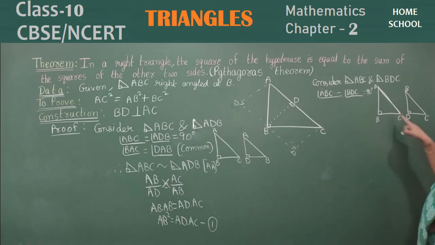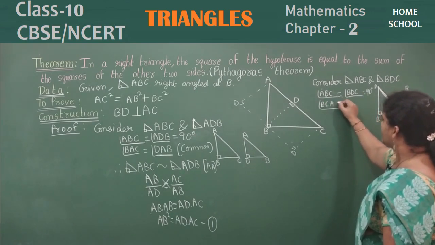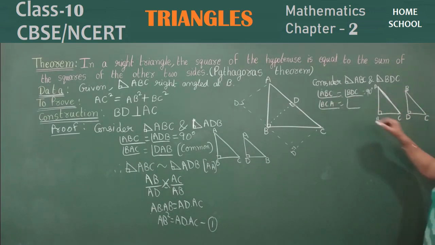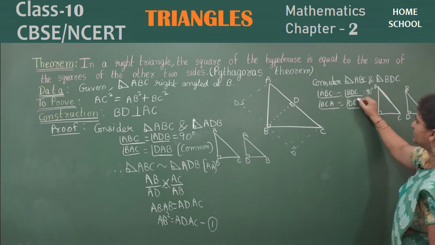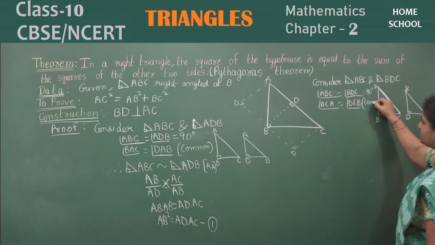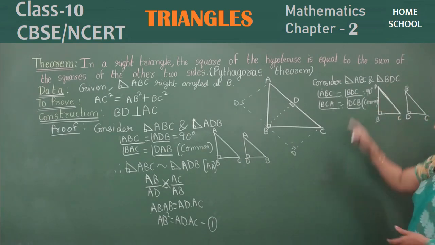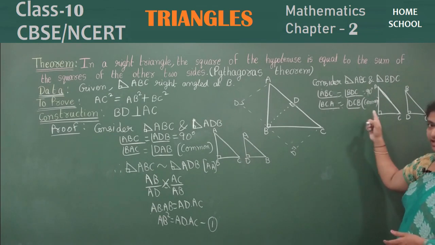Then next, is there anything common? Angle C is common. That means angle BCA is equal to angle DCB. What is the reason? This is the common angle. Okay, these two angles are 90, these two angles are common.